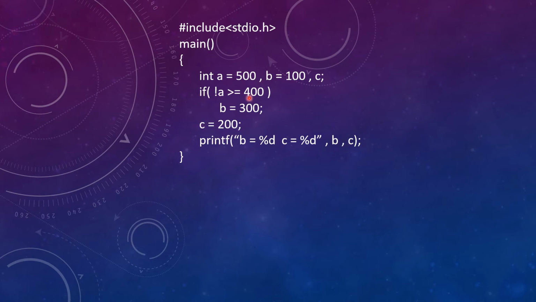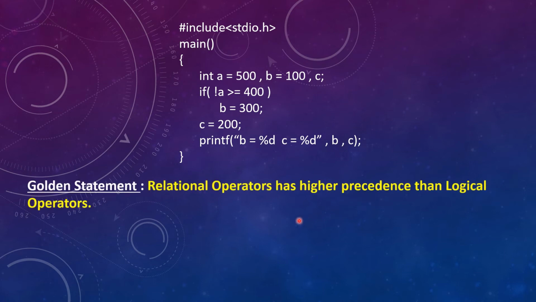But the logic which you applied here, that first you executed not of A, is absolutely wrong. Okay, the logic which you applied, you might get right answers in this case, but this is not how you need to solve these questions. Okay, I am going to give you a very important golden statement now. You need to remember it always. Okay, so the golden statement here is relational operators has higher precedence than logical operators.